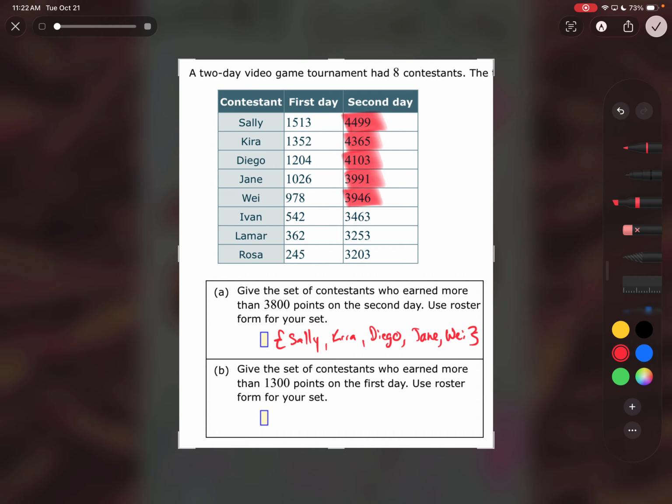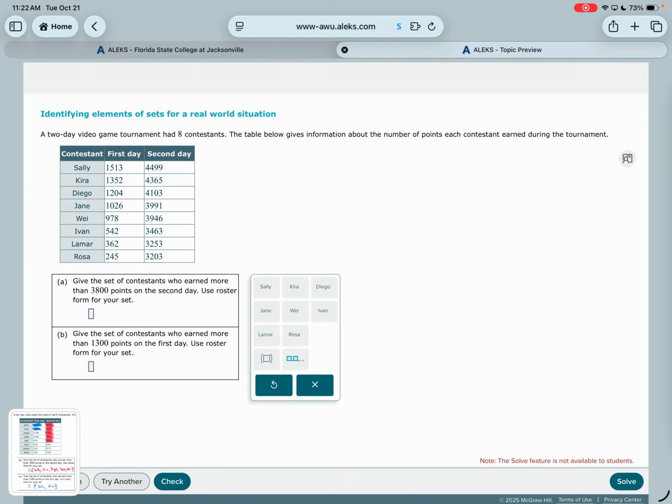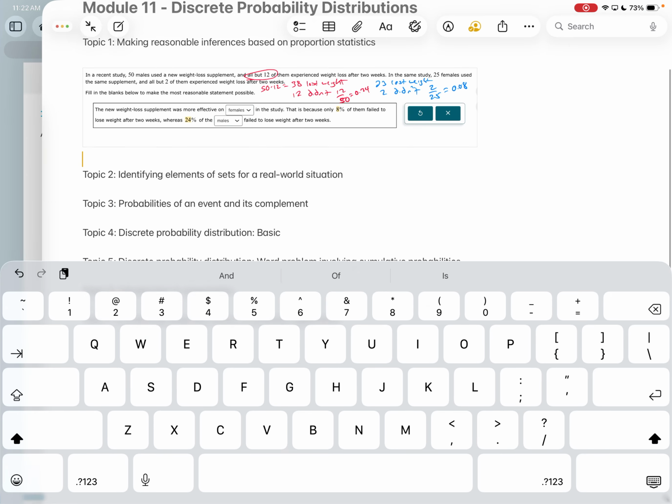And then our other one, give the set of contestants who earned more than 1,300 on the first day. More than 1,300 on the first day. So this one, we would use Sally and Kira. So this one is really just reading the graph and putting it in set form. Shouldn't start too difficult on these.